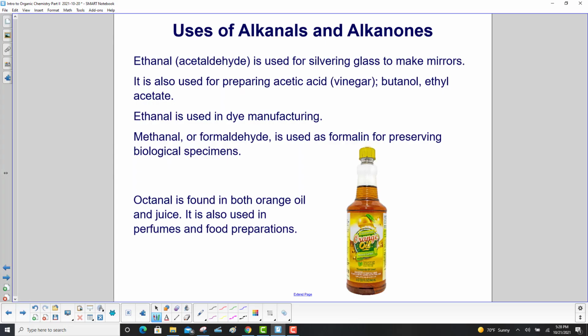Some uses. Ethanal, which is this molecule here, is used for silvering glass to make mirrors. It is also used for preparing acetic acid, which is vinegar, butanol, and ethyl acetate. Ethanal is used in dye manufacturing. Methanal, or formaldehyde, is used as formalin for preserving biological specimens. Octanal is found in both orange oil and juice. It is also used in perfumes and food preparations.